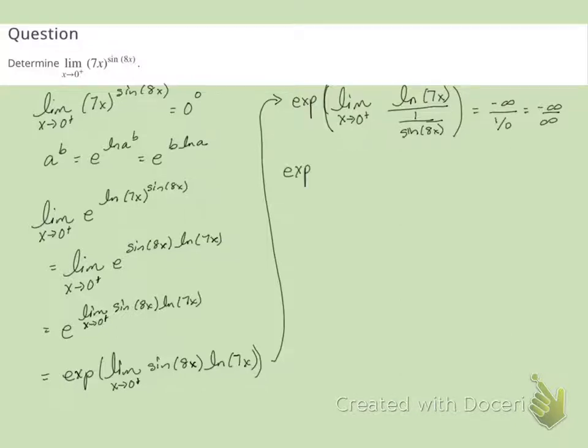We could rewrite 1 over sine as cosecant of 8x, but I'm going to leave it like this. It's completely up to you. I like keeping things in terms of sines and cosines. And because I am going to take the derivative, I'm going to rewrite this as sine of 8x to the negative 1 power. That'll give me a couple of chain rules, but I like that better than working with cosecant. Again, it's completely up to you.